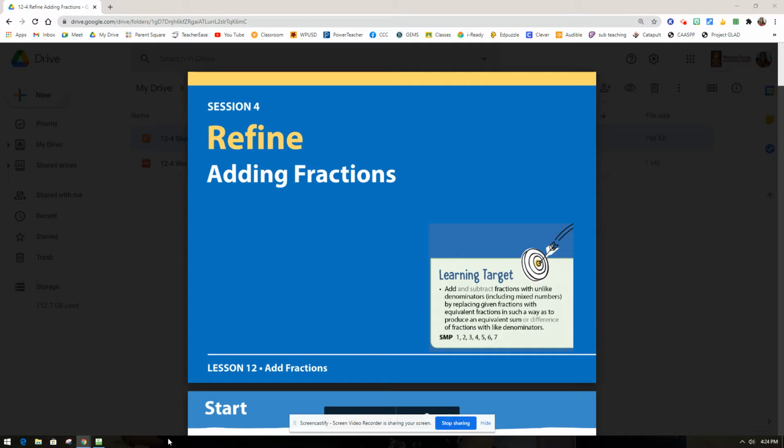We're going to take everything we've learned about adding fractions and put it all together, as I say usually, in a neat little package. So we're going to take everything that we've learned over the last few days and show what we know. We're going to be working in our Ready Classroom Math Workbook on pages 243 through 246. So go ahead and open up your workbook onto page 243.